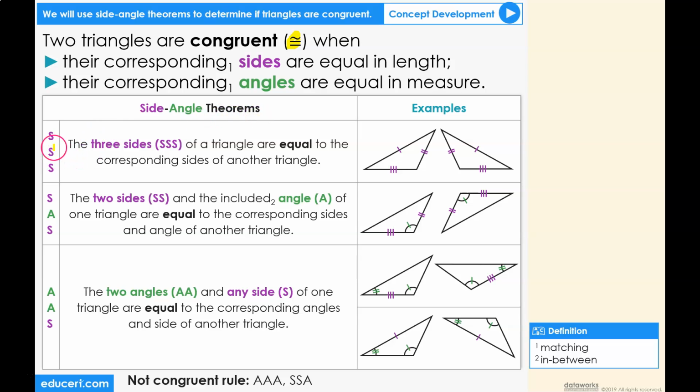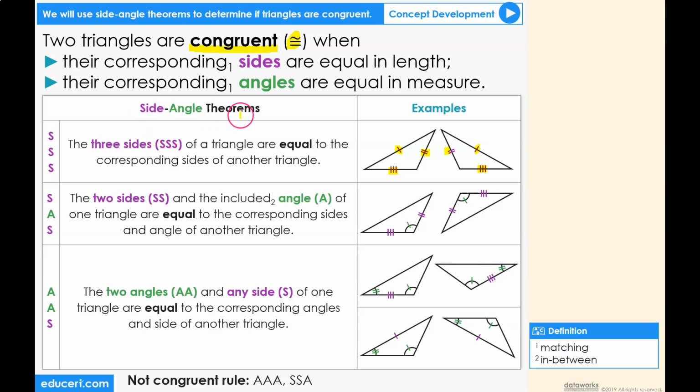The first is called SSS. The three sides, labeled SSS, of a triangle are equal to the corresponding sides of another triangle. That means if we have two triangles and we can show that they have three sides that match, equal in measure from one triangle to the other, then that means that these two triangles are congruent.